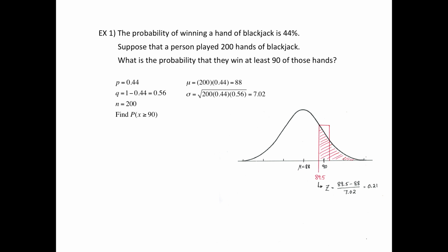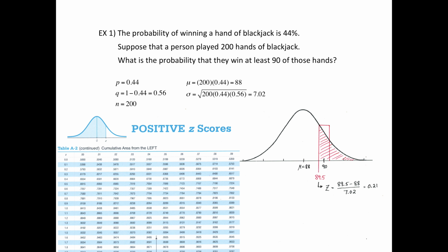Then we do the regular Z formula. We find out Z equals 0.21. Then just look that up over here. 0.21 would be this, 0.5832. Now because that's the left side of the graph, we would then have to subtract from 1 to get the right side of the graph. So there is a 41.7% chance of winning at least 90.